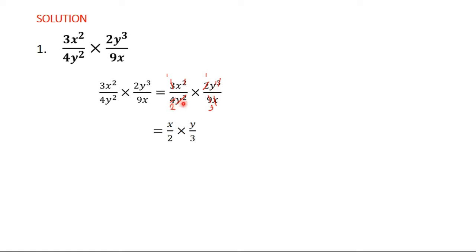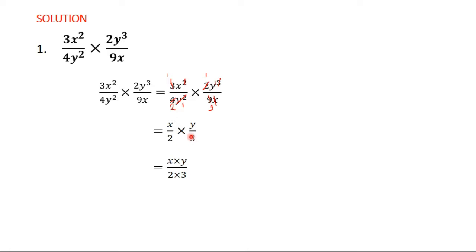Here the y raised to the power 3 cancelled y. Here the y raised to the power 2 cancelled y raised to the power 3. So we are having only y raised to the power 1, which is 1. So we have 1 times y, which is y. And here everything cancelled and we got 3. So we are going to have x over 2 times y over 3.